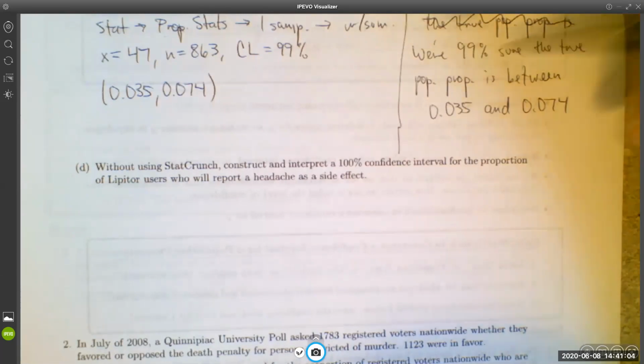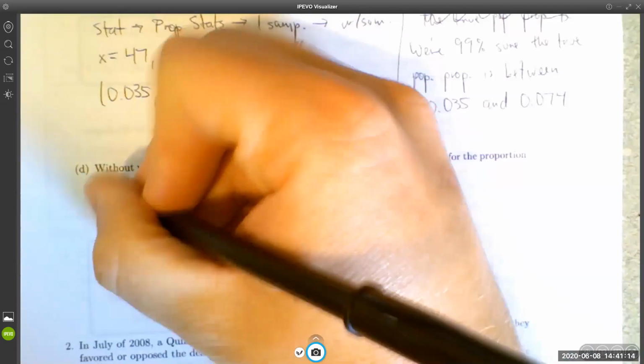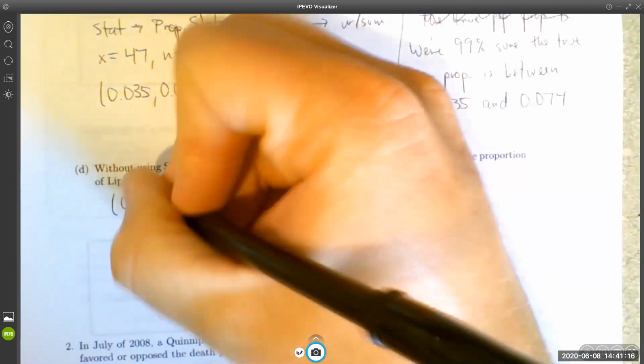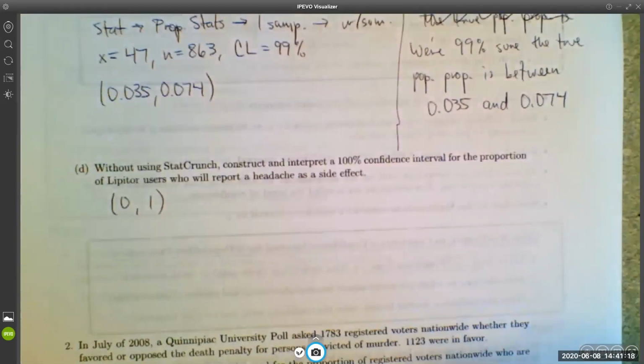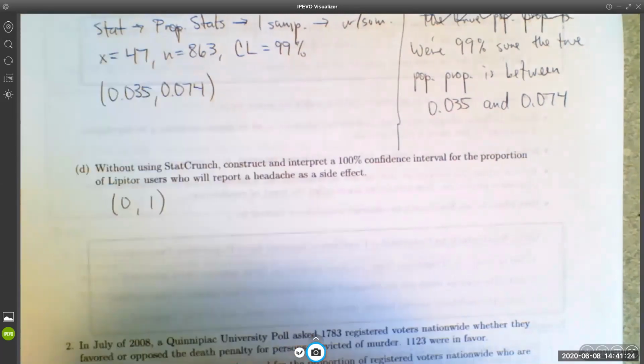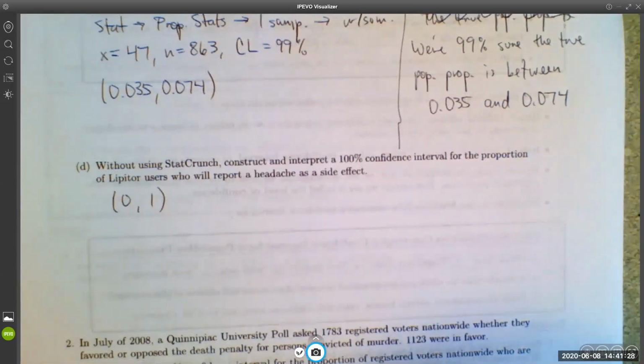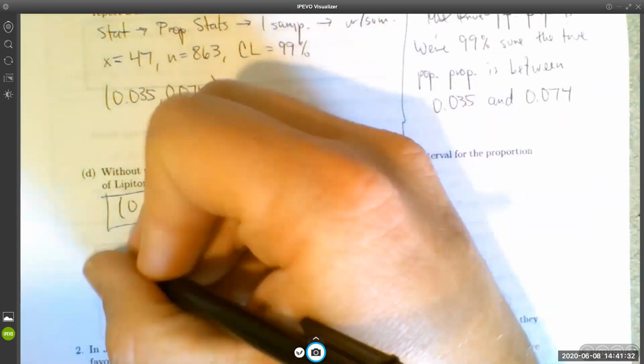So now think about it. If we want to be 100% certain that our interval contains the true population proportion, then we could just say that the proportion is somewhere between 0 and 1. Right? We're 100% sure that the true population proportion is somewhere between 0% and 100%. It has to be. And that's the interpretation. So there's our interval.